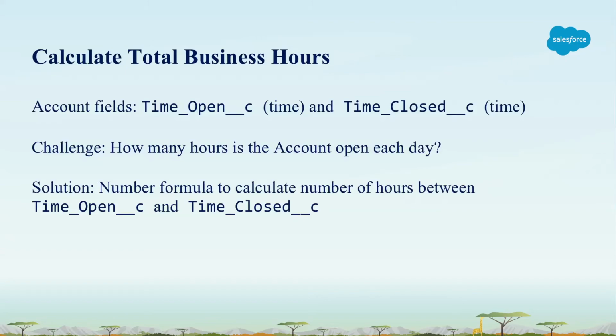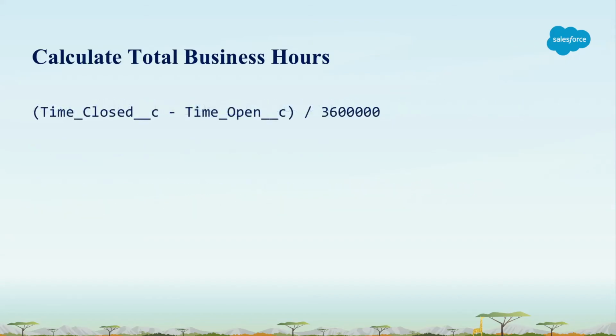Let's look at a couple formulas. Calculating total business hours. So on an account, you have a time open field and a time closed field. Pretty good use case for just a straight time field. That's not a date time. They open at that same time every day, right? It's just a clock. So how many hours are they open each day? Time closed minus time open divided by, I can never remember, 3,600,000. It's hard to read without the commas, but you don't have commas in a formula. So what's that 3,600,000 thing about? Anybody?